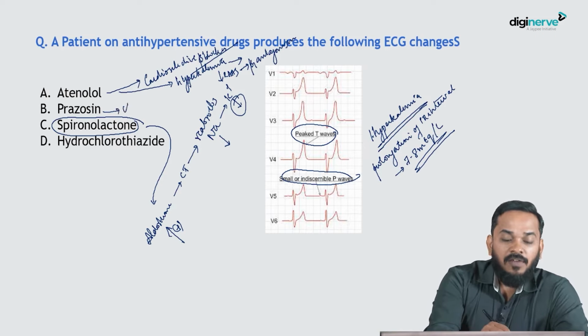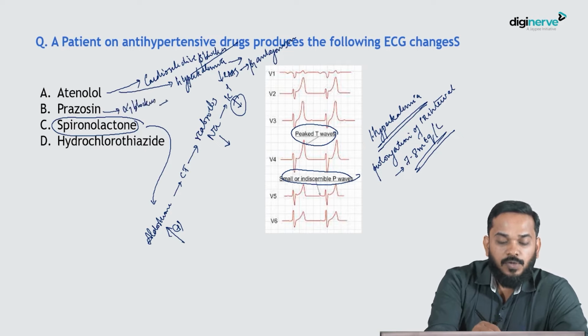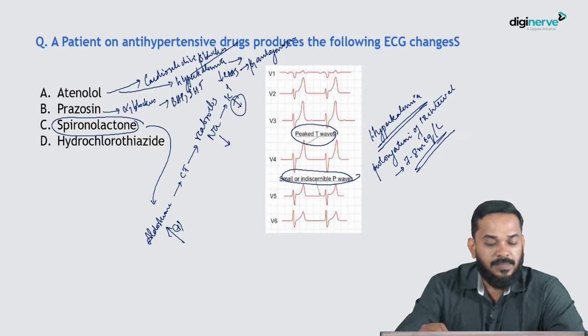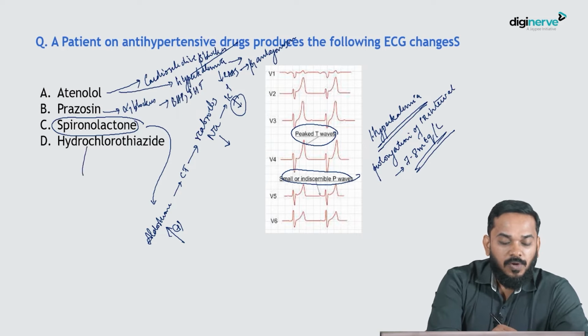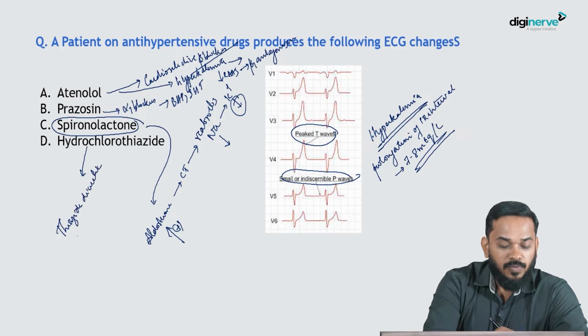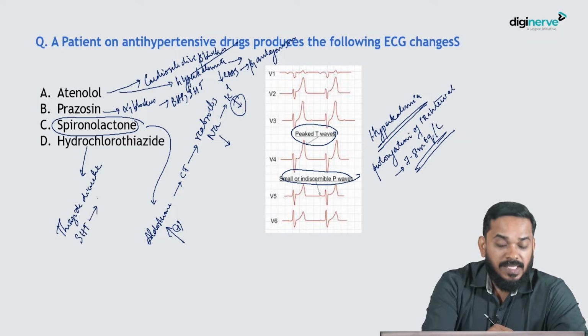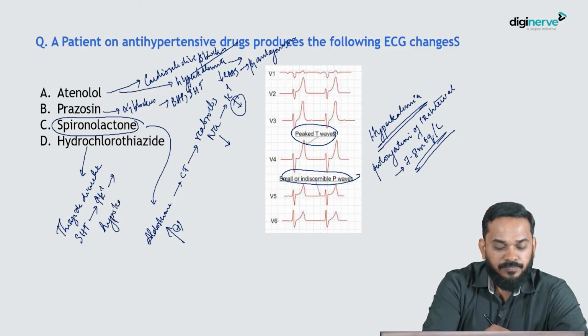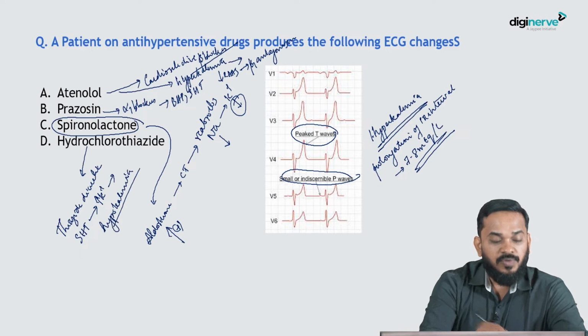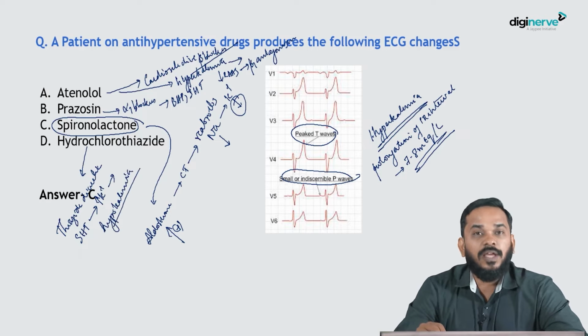Prazosin is an alpha 1 adrenergic receptor blocker. It is used for benign hyperplasia of the prostate and also for the treatment of systemic hypertension. Hydrochlorothiazide is a thiazide diuretic, primarily used in the treatment of systemic hypertension, and thiazide diuretics produce increased excretion of potassium leading to hypokalemia. So it does not produce hyperkalemia. So the answer is spironolactone, option C.